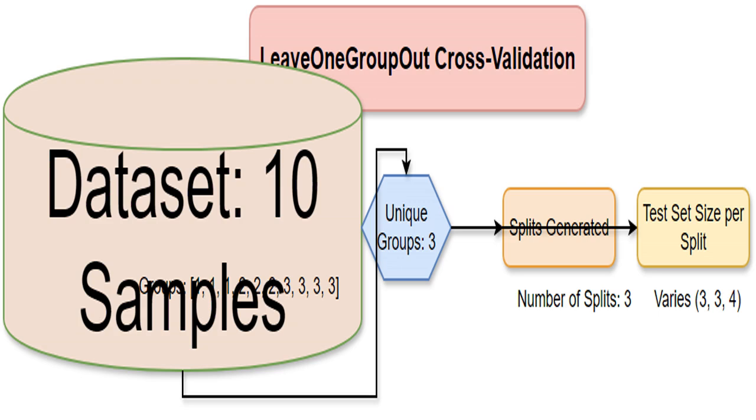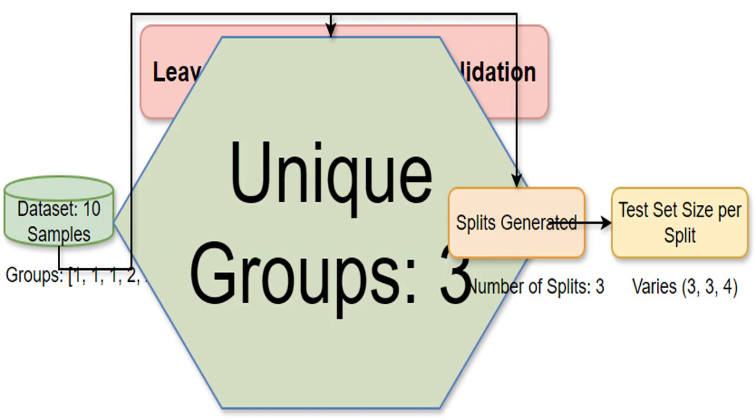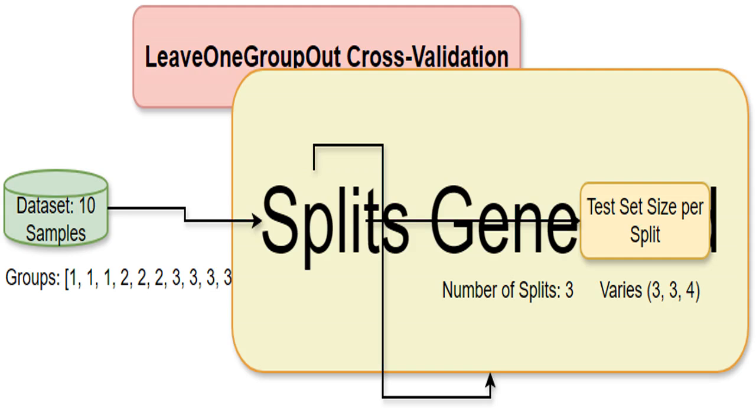Based on the groupings, I see 3 unique groups of samples: group 1, group 2, and group 3. This is a key point for the LeaveOneGroupOut method. Since LeaveOneGroupOut creates one split per unique group, I can expect to get 3 splits.